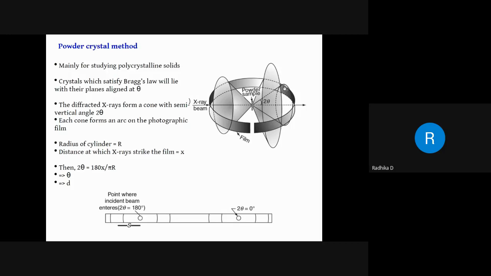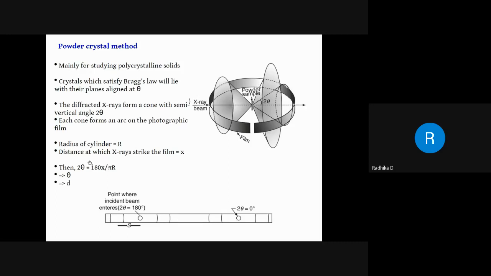If I apply that formula, I will get 2 theta is equal to x, the distance at which the X-ray has fallen on the film, divided by the radius of the cylinder. Arc by radius, right? So the arc is representing the distance at which the X-rays have fallen on this photographic film inside. So x divided by r will be 2 theta. That value will be in radians. If I write it as 180 x by pi r, or else x by r into 180 by pi, I will get the value of 2 theta in degrees.